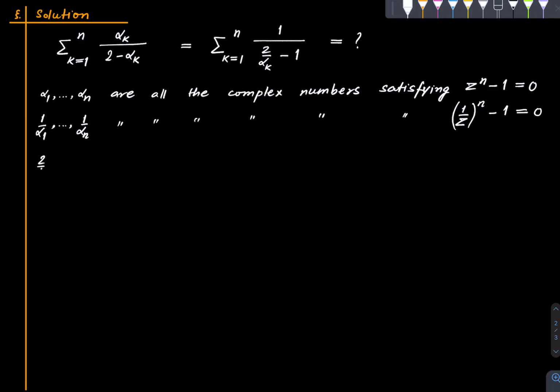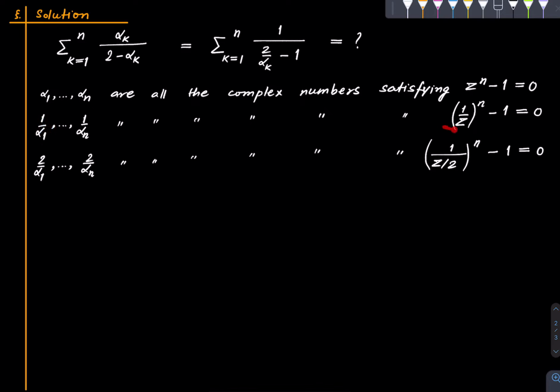So now 2 upon alpha 1, up to 2 upon alpha n, are all the complex numbers satisfying, yeah, so what should I write here? This should be (1 by (z by 2)) to the power n. And to see that, call this beta 1, this beta 2, and then up to beta n.